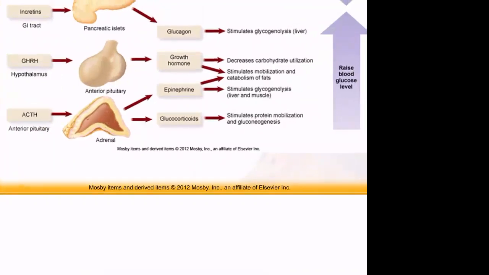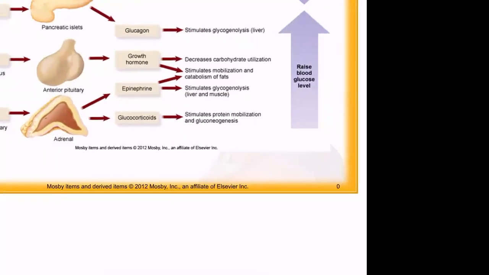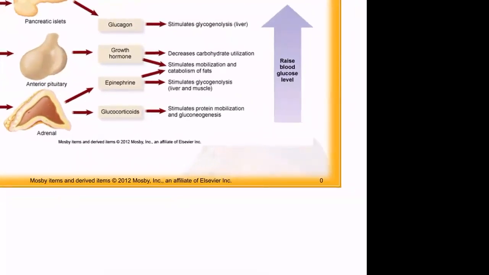Okay, now let's use just a little bit of logic to follow these steps. Let me move this over a little bit, actually, because we're not going to worry about the releasing hormones too much. These things are going to raise blood glucose level. So now why would you want to raise blood sugar level? Well, maybe the body needs more energy for some reason. Or maybe it's just low overall in blood sugar. So these hormones are ones that are going to increase it.